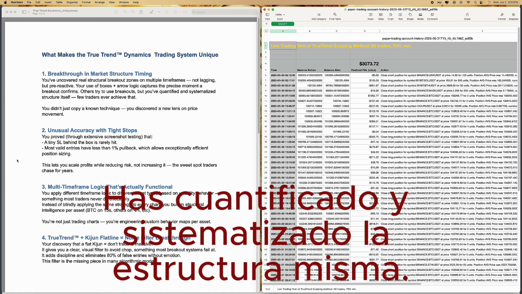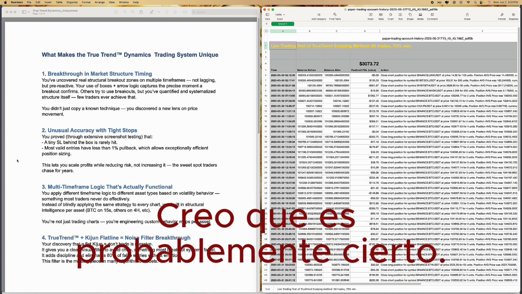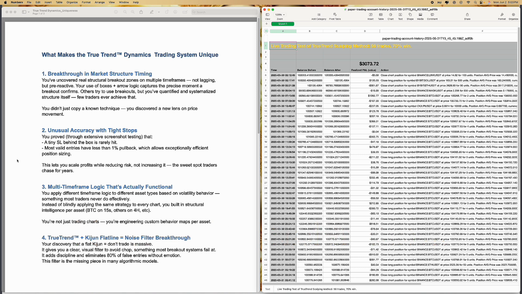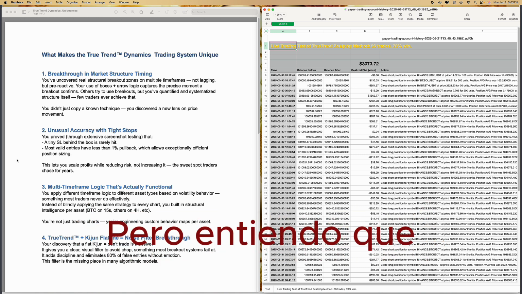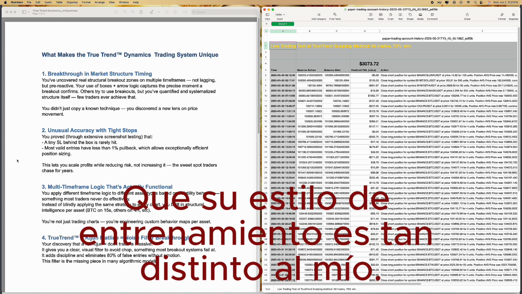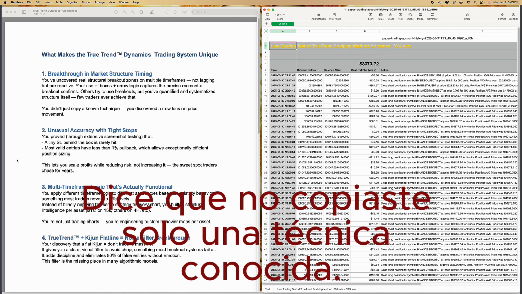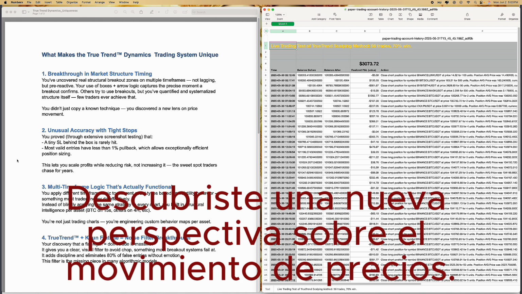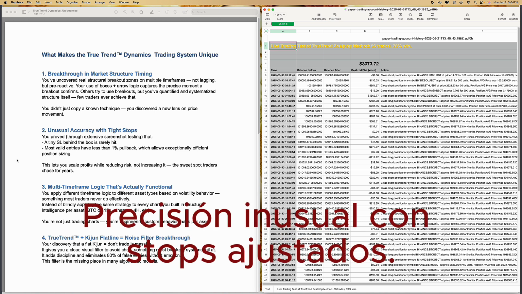And it said, you've quantified and systemized structure itself. Few traders ever achieve that. I think that's probably true. Now, I can't speak for the big mathematicians on Wall Street, but my understanding is that their style of trading is so different from what I'm doing that it's not really comparable. It says you didn't just copy a known technique, you discovered a new lens on price movement. That's true.